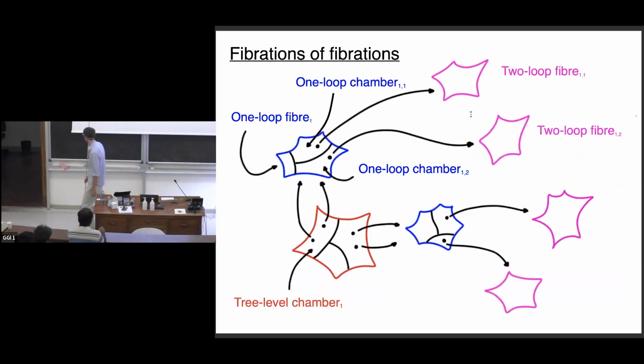A picture. Again, we have tree level. Take a null polygon. We get a one loop fiber. Now, this one loop fiber is itself split into one loop chambers. Take a point y1 in one of the one loop chambers, calculate the geometry for the two loop fiber. I'll get something. If I take a different point y1 within the one loop fiber, I'm going to get a different geometry for the two loop fiber drawn in pink.